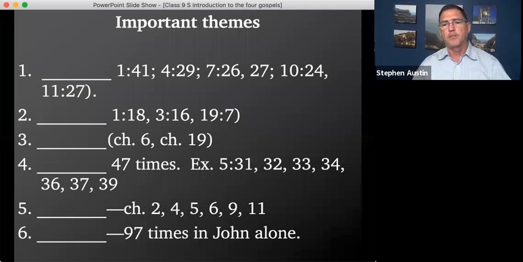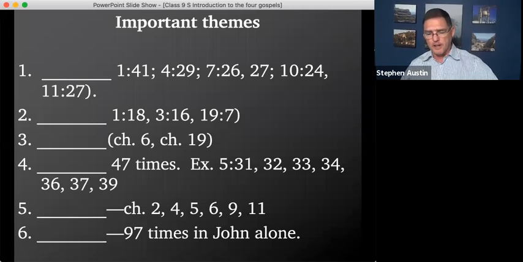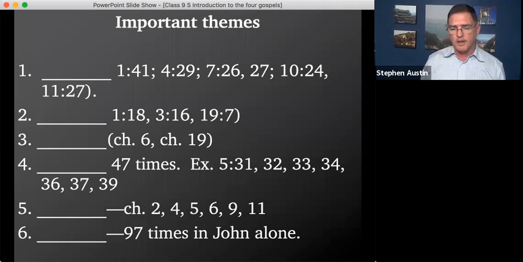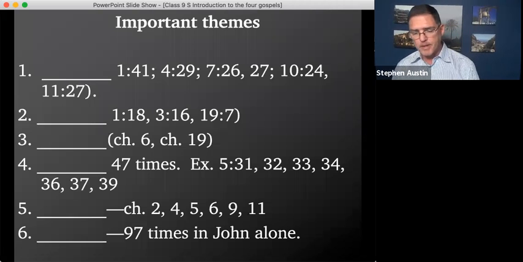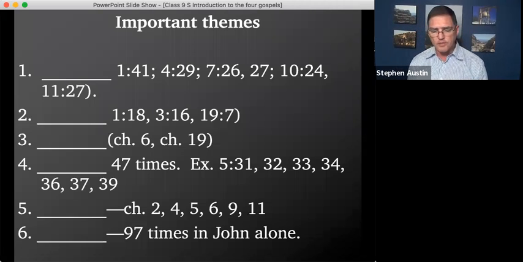Now, quickly, we have some important themes in John, kind of like we did with Matthew. And again, you have references where you can check these themes out as we go through. Number 1 is the messianic character of Jesus. Again, Jesus is the Messiah. Number 2, Jesus is the Son of God, not just human, he's the Son of God. Number 3, Jesus is the King.